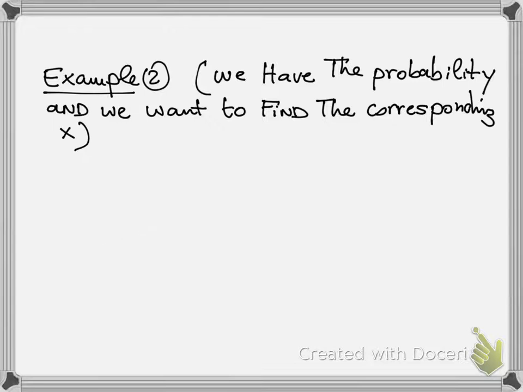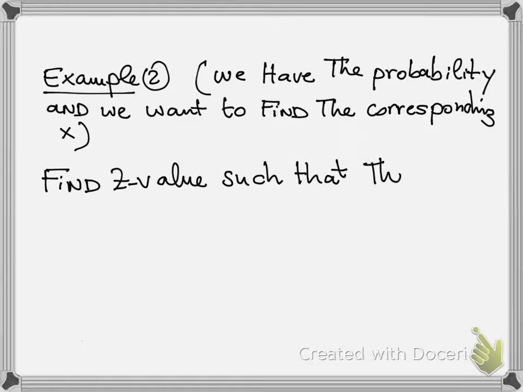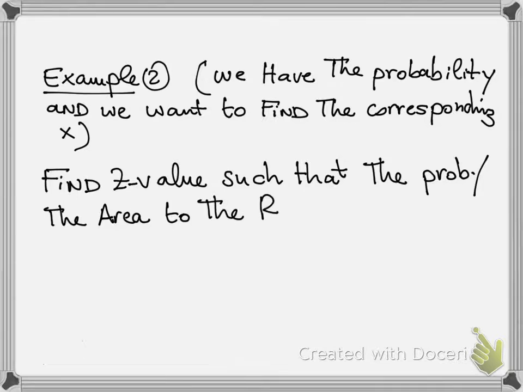So here's an example. Question: find the z value such that the probability, or the area, to the right of z is 3%.